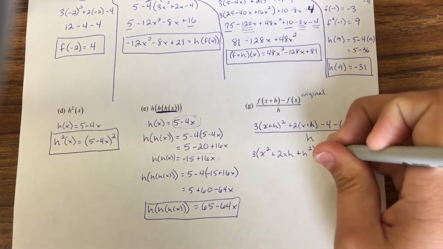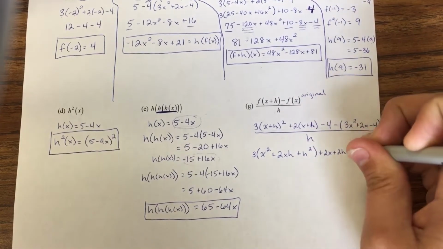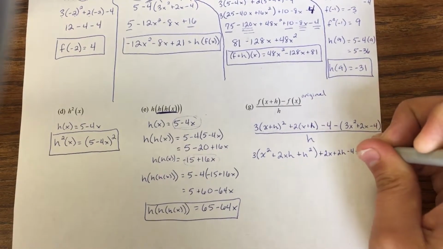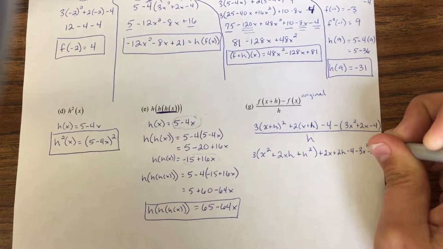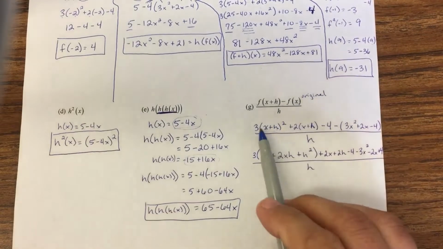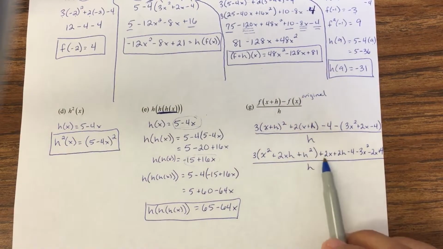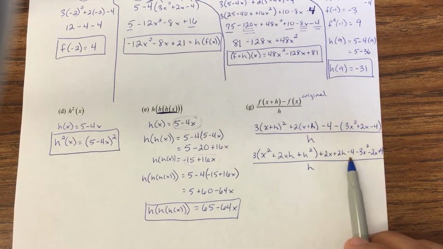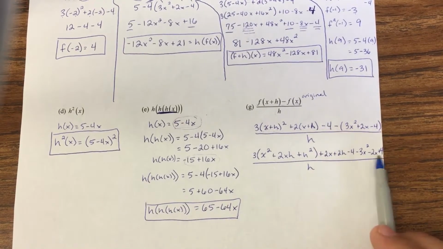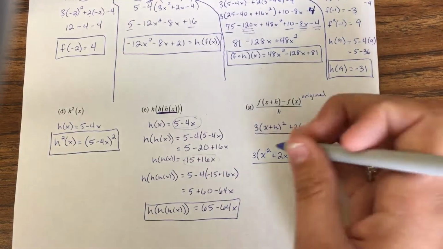Plus, let me go ahead and distribute that in, 2x plus 2h minus 4 minus 3x squared minus 2x plus, let's squeeze it in there, plus the 4. And all of that is over h. So I FOILed this out, kept the 3. I distributed the 2, kept the negative 4, and distributed in that minus so that I changed all the signs of those back terms. All right, so next up, distribute in the 3.